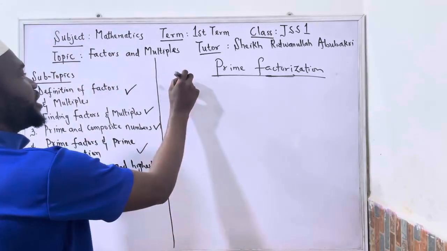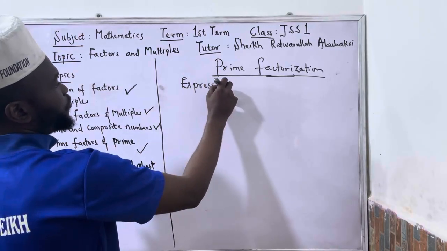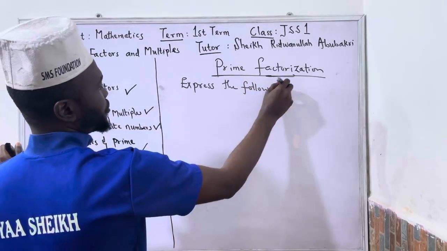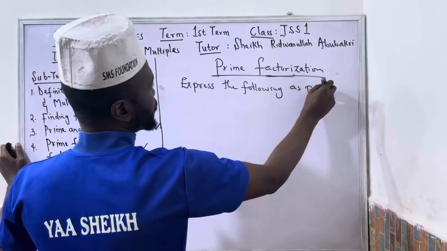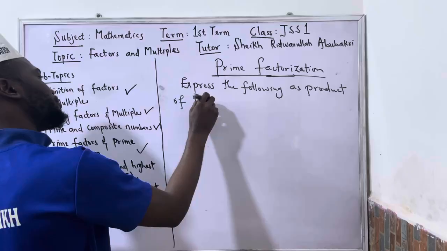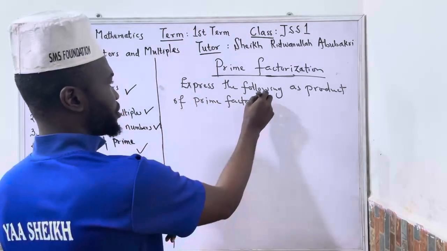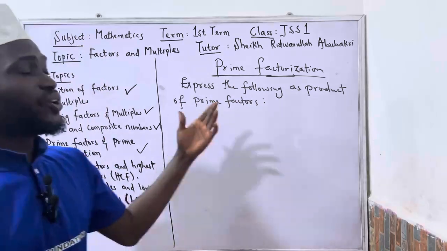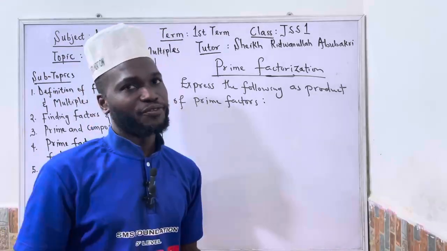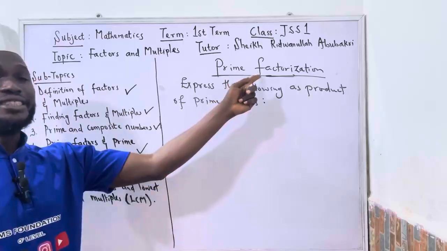They will say express the following as product of prime factors. So they can give the question like this, or they simply say find the prime factorization of the following numbers. So that's how question is asked under this subtopic.